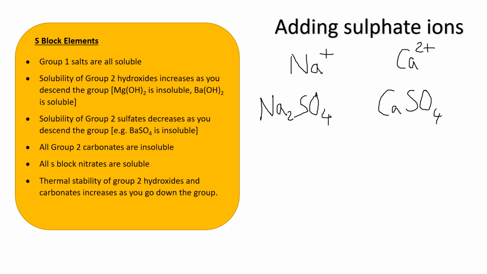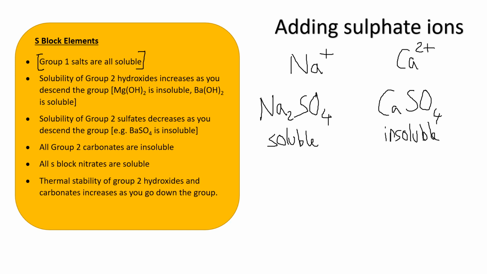Now on the left hand side here I've got the list of the rules, and it tells you that the solubility of the group 2 sulfates decreases as you go down the group. So barium sulfate would be insoluble and calcium sulfate would therefore be fairly insoluble, whereas group 1 salts are all soluble. So by adding sulfate ions, this would dissolve, this would be soluble, whereas the calcium would be slightly more insoluble. So you might see a precipitate.